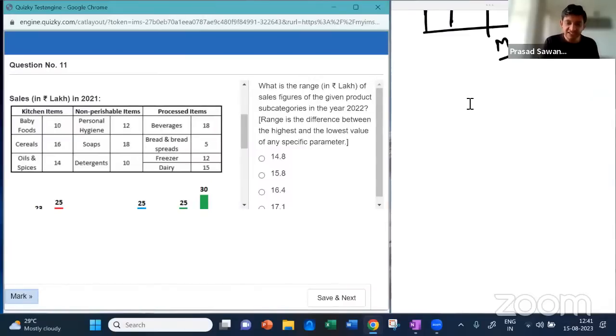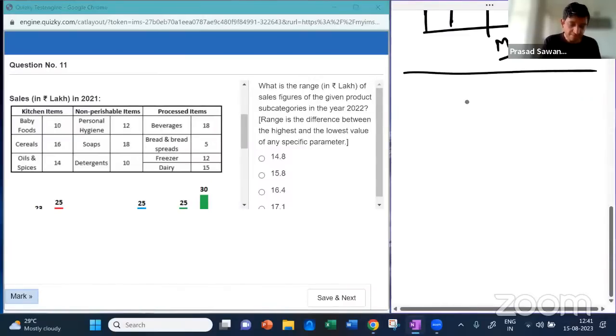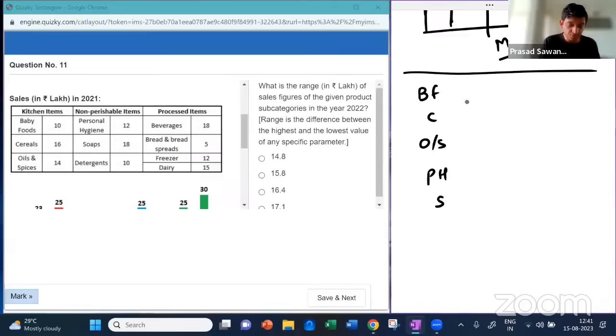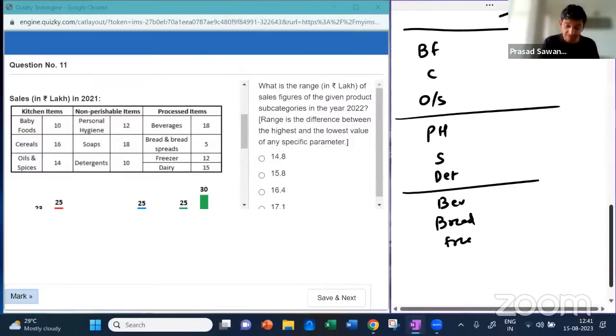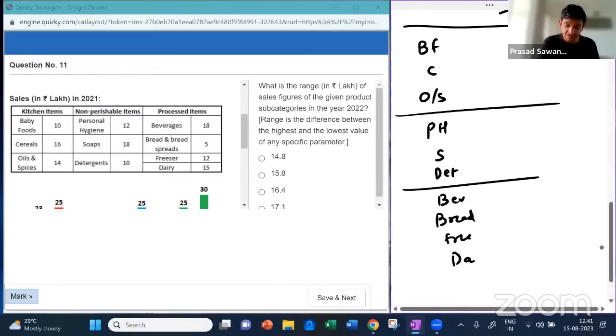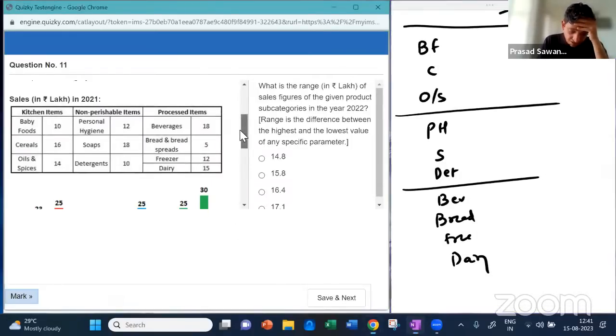Okay. So let's see. Let's try to write it down. So baby foods, cereals, oils and spices, personal hygiene, soaps, detergents, dairy है ना तो detergent लिखते हैं, and beverages, bread, freezer, and dairy. ठीक है. तो एक तो we figured out that 25% something, right?